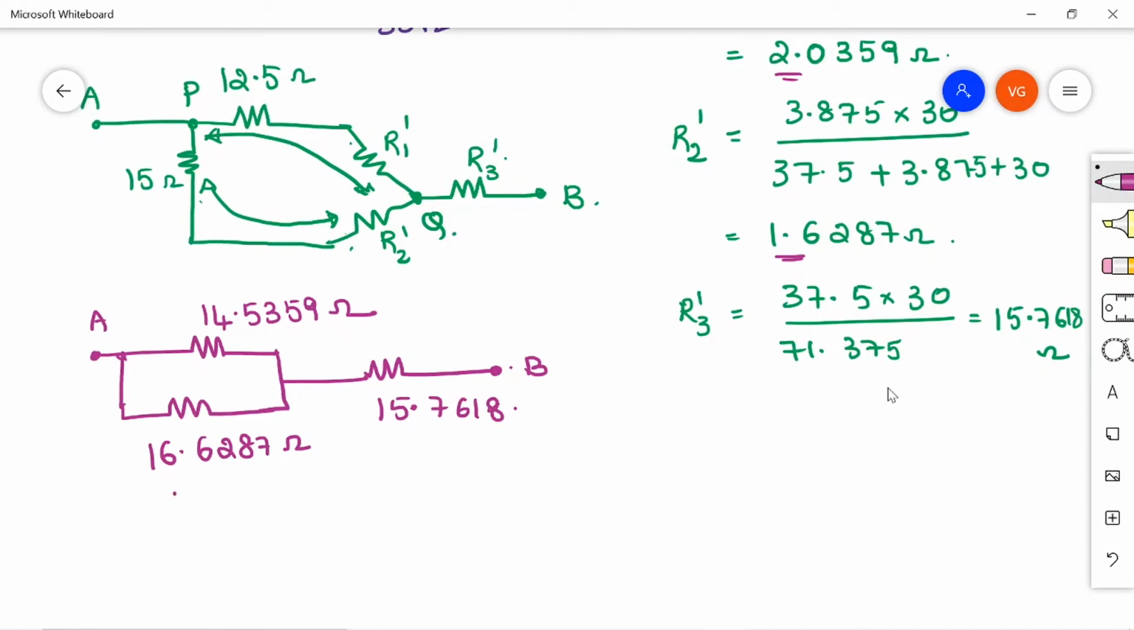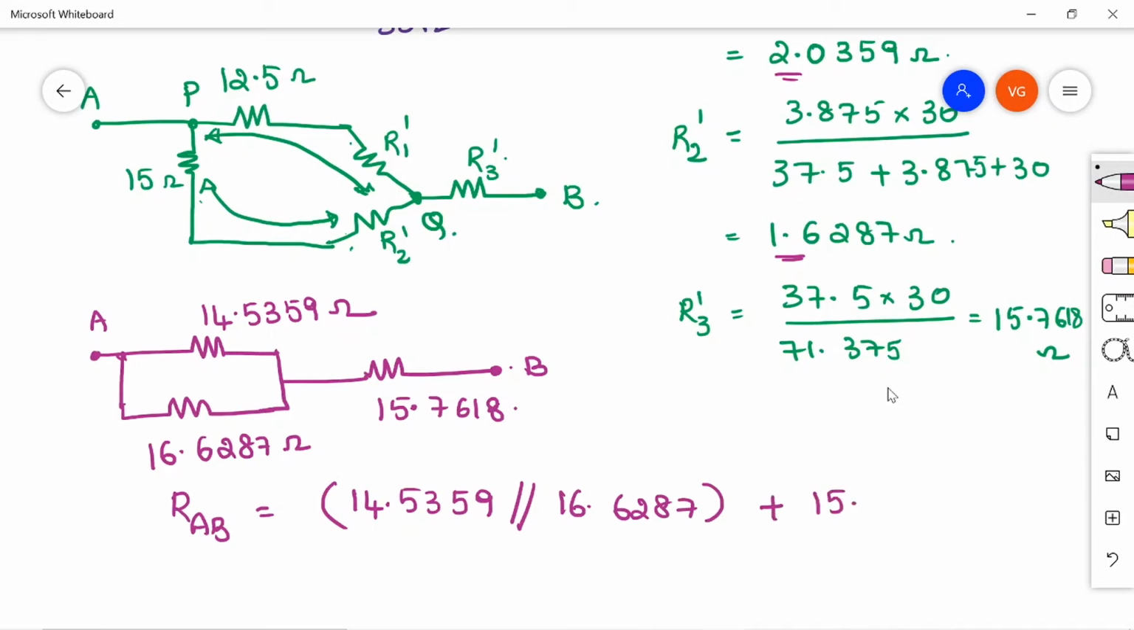Now the total resistance, that is the equivalent resistance R_AB, is nothing but 14.5359 in parallel with 16.6287 plus 15.7618, right? So if you simplify this value, you will get it as 23.5178 ohm. So this is how we can solve the given circuit here.